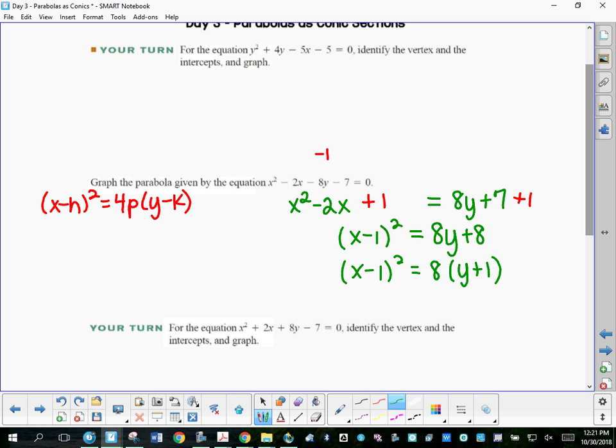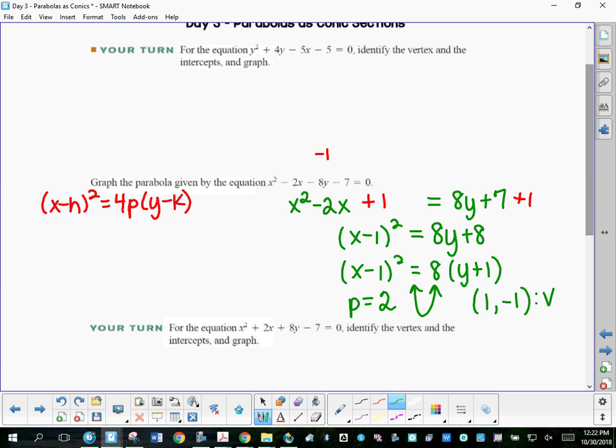All right, this is an x squared parabola. Which direction could it open? Up or down? What's our p-value? My p-value is 2, so that means my parabola is going to open up. And what is your vertex on this? Is it 1, -1?